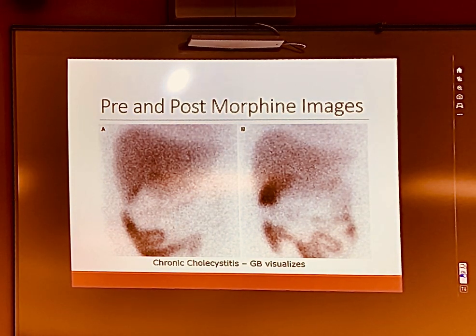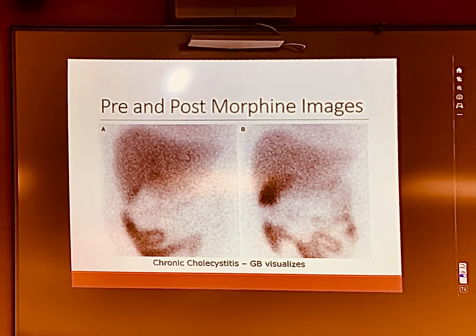Versus you have to have it done now. That's basically what it means for the patient, acute versus chronic cholecystitis. Acute cholecystitis is an emergent surgery. Chronic cholecystitis is scheduled when you feel like it.